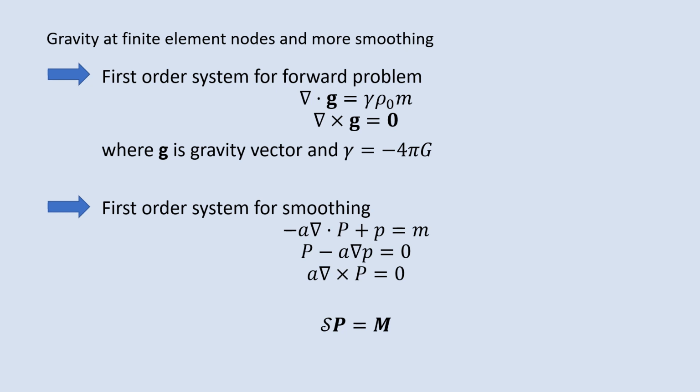Now, because we need to be able to compute the gravity at the observation locations that are node points in the finite element mesh, we need to reformulate the forward problem as a first-order system with gravity vector as the unknown. These equations are completely equivalent to solving the gravitational potential forward problem. And because we are looking at gravity as the unknown, we also need to have a higher order regularization. And in keeping with the first-order system philosophy, we use a first-order system for smoothing as well. It looks a lot more complicated, but it serves exactly the same purpose as the original grad M smoothing.